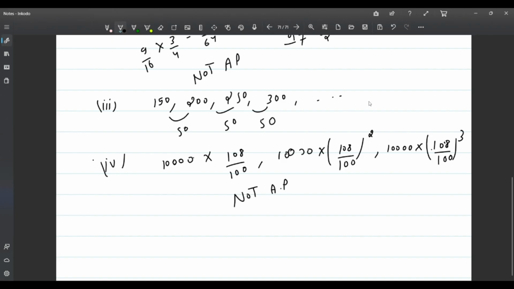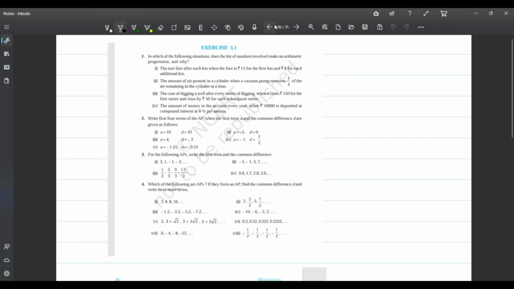And in the third part, it is AP. Now move to the second question. Write first four terms of an AP when the first term a and the common difference d are given as follows. So we have to write the first four terms, and the first term and difference are given.